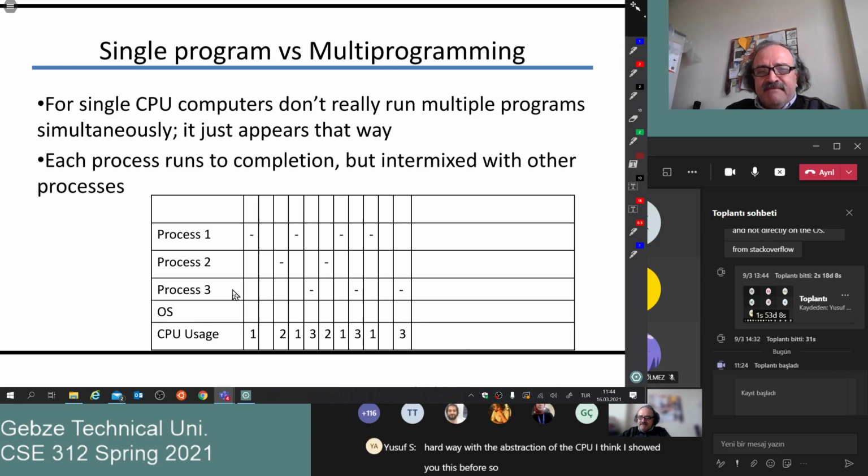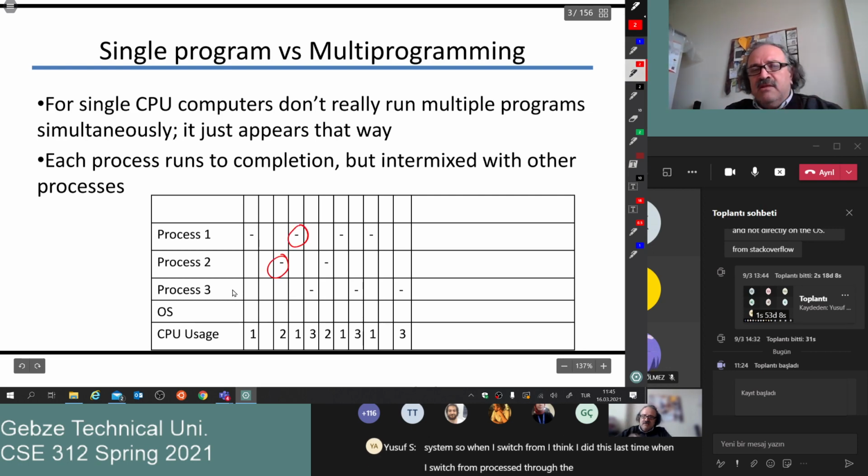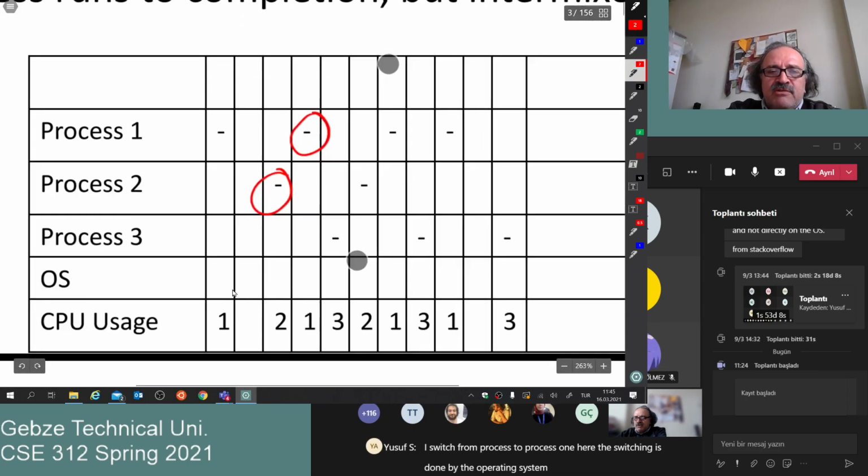I think I showed you this before. One common mistake that newcomers to the operating system world make is that they assume process switching happens automatically. I mean, the process switching happens, of course, but it doesn't happen automatically. The process switching is done by the operating system. So when I switch from process 2 to process 1 here, the switching is done by the operating system. Okay, so what happened here to cause the switch?